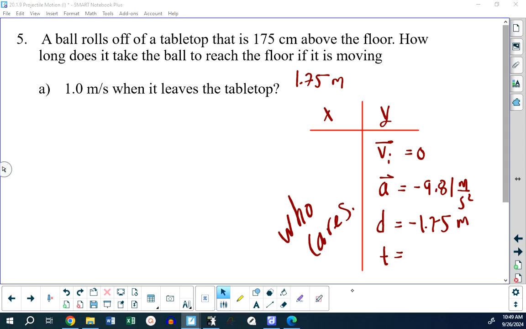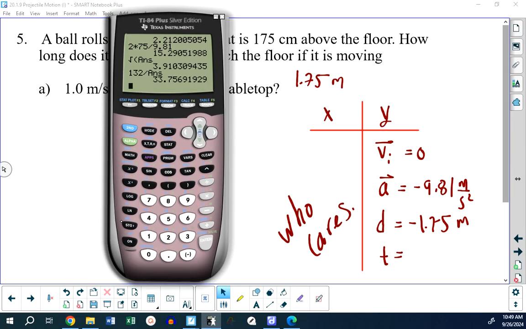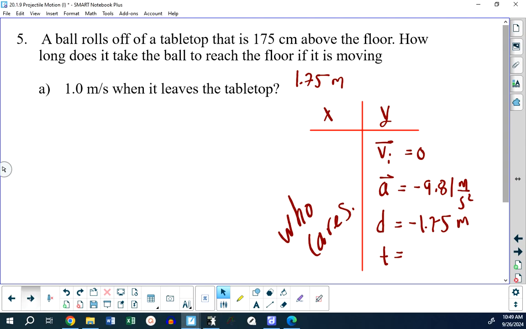I'll do the same thing here. You're getting about 0.60 seconds. That's the answer to this question.